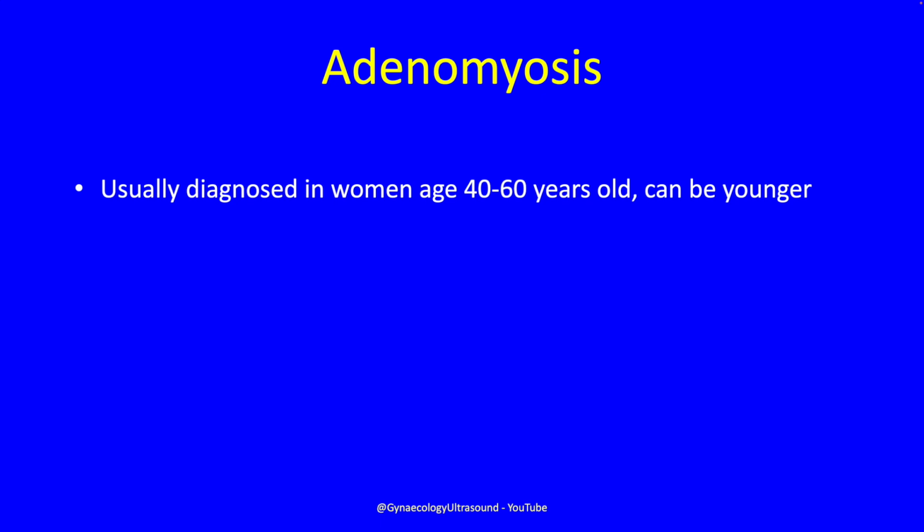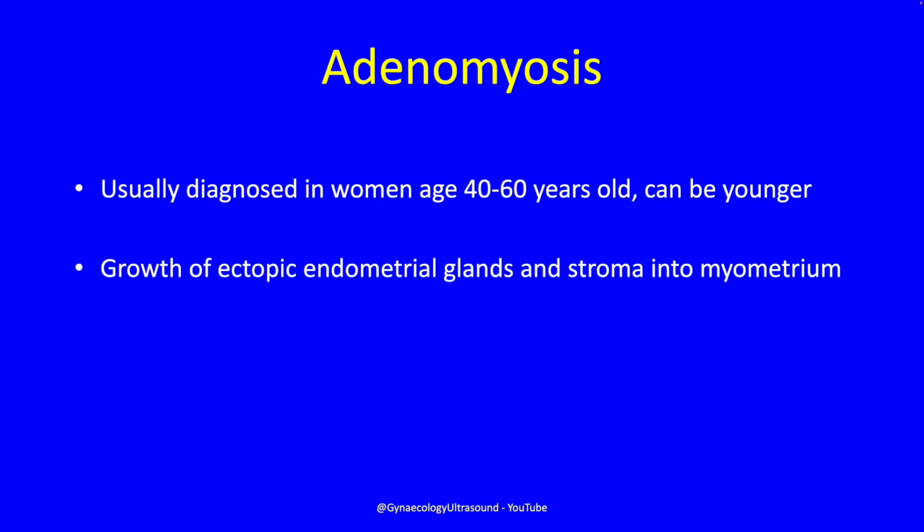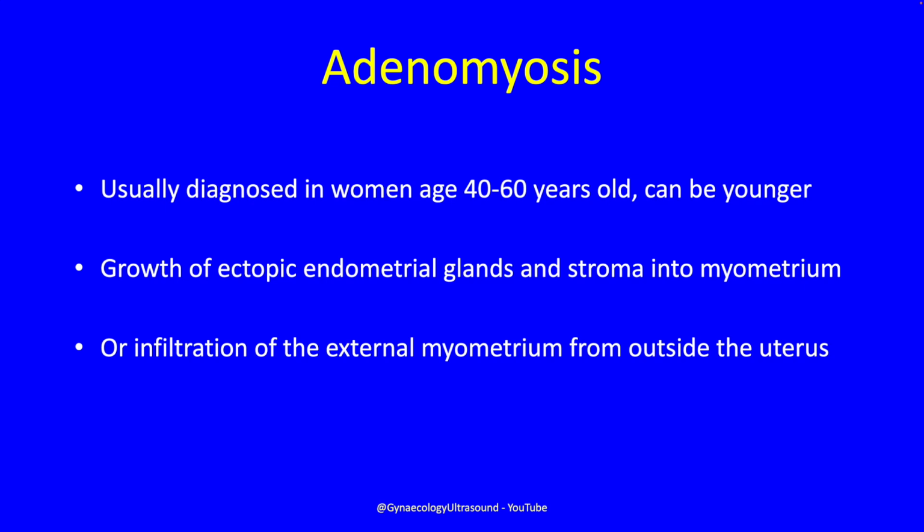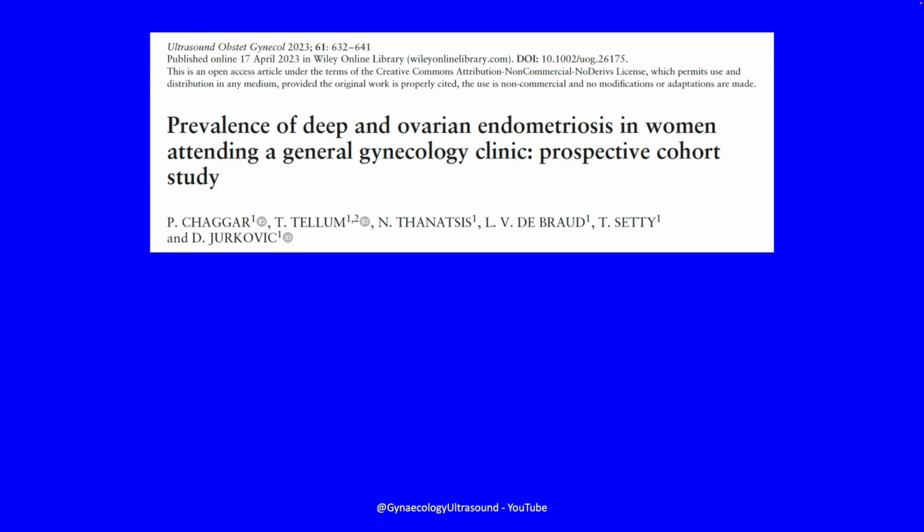So adenomyosis is another thing that we wanted to talk about. What is it? This is a condition that's usually diagnosed in women between the ages of 40 and 60, but you can be younger, and you can in fact see it in teenagers. And it's caused by the growth of ectopic endometrial glands and stroma into the myometrium. You can get it from the outside in, where the endometriosis on the outside of the uterus grows into the external myometrium. I'll show you lots of examples.